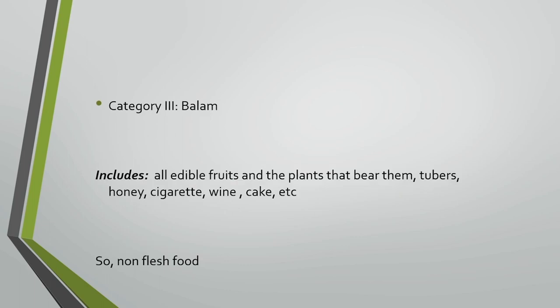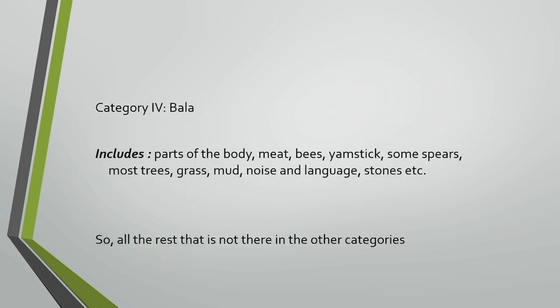Obviously, if you are using the same classifier for so many nouns, that means you are looking at them similarly, they are similar in some sense. And what is that sense, we will see shortly. Similarly, there is category 3, balam, which puts all kinds of food, basically non flesh food, so there is some amount of similarity between them. And then there is bala, basically all the rest that are not part of the other categories.